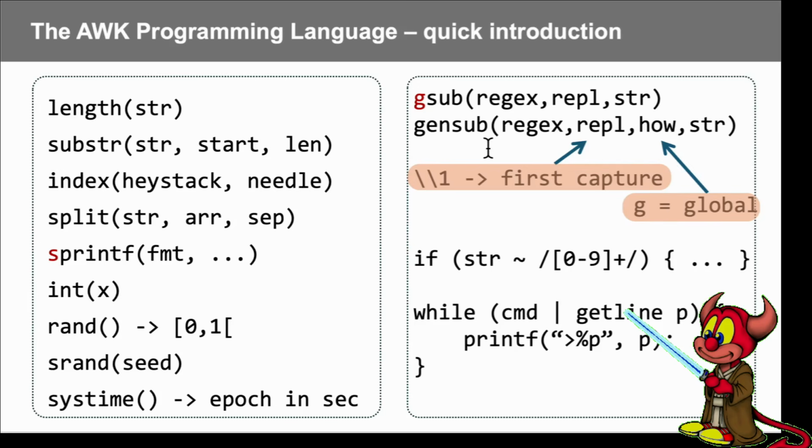The gensub is a slightly different function. It is going to allow you to use pattern capture, meaning you have a string, you have the replacement, but this replacement can use \\1, \\2, etc. This would be for the first, second, third capture, which are the parts in the regular expression that are between parentheses. The how is typically just a string g, which means replace everywhere, global search and replace.